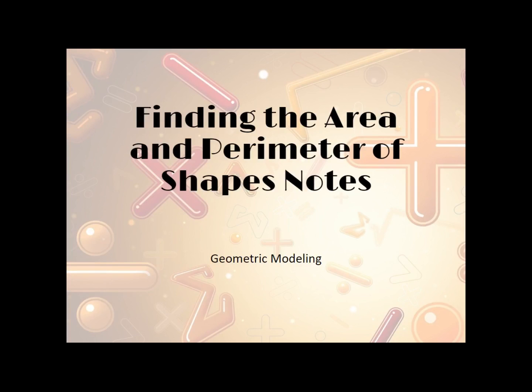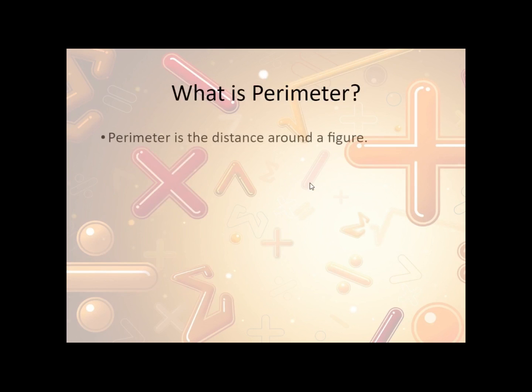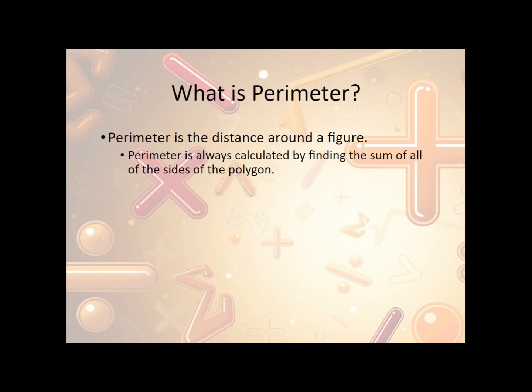Let's take a look now at the finding the area and perimeter of shapes notes. The notes begin with the learning goals and success criteria. Perimeter is the distance around a figure. So a perimeter is always calculated by adding the sum of all the sides of a polygon. A polygon is any kind of shape with sides to it, so just not a circle. And then the perimeter is we add up all the sides.